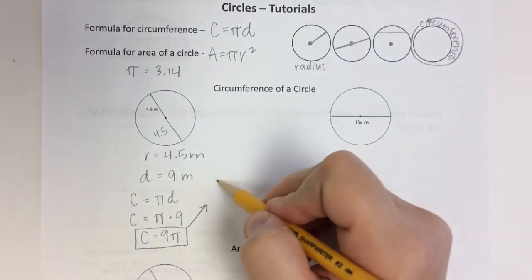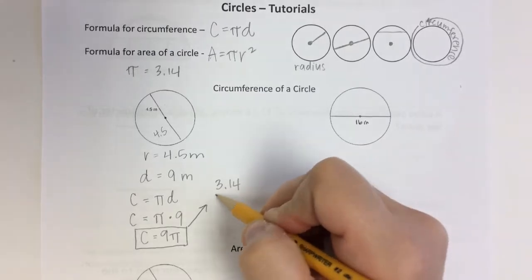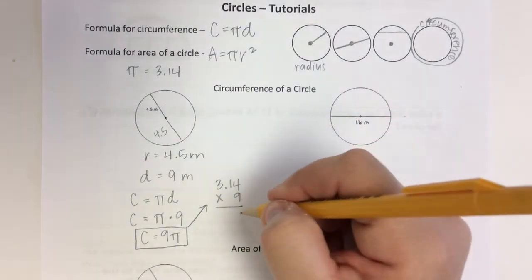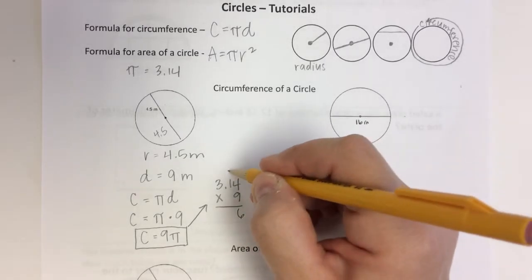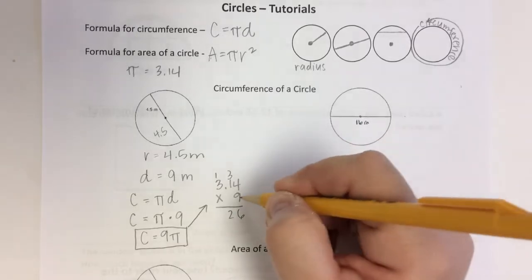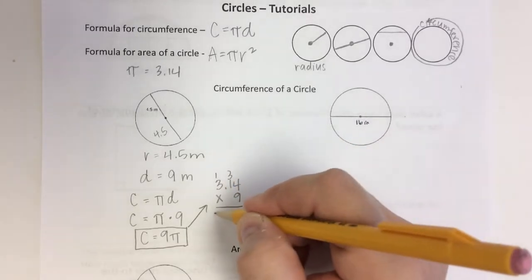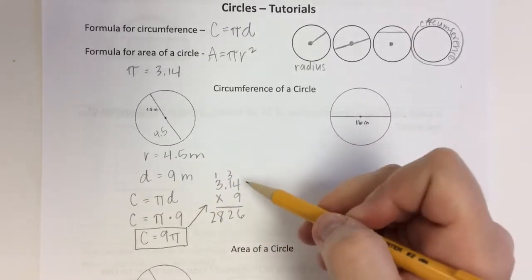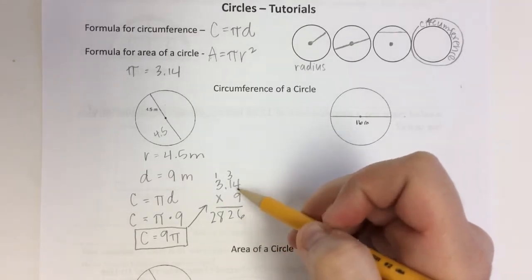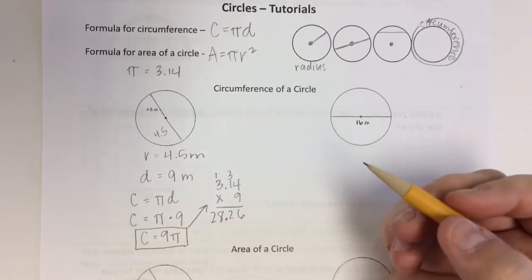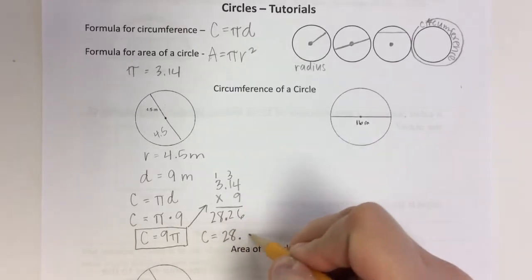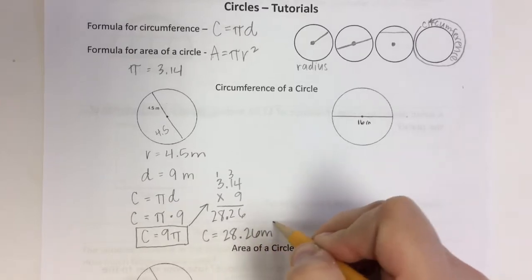Okay, so we're going to stack 3.14 and multiply it by 9. 9 times 4 is 36. 9 times 1 is 9, plus 3 is 12. 9 times 3 is 27, plus 1 is 28. And then we go back up in our problem, double check to see how many decimal places we have. In this case, we have 2, so my answer should match that with 2. And so C could also be represented as 28.26 meters.